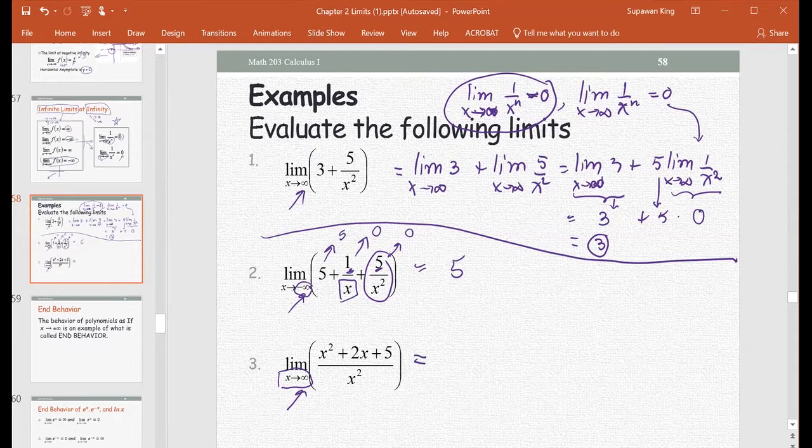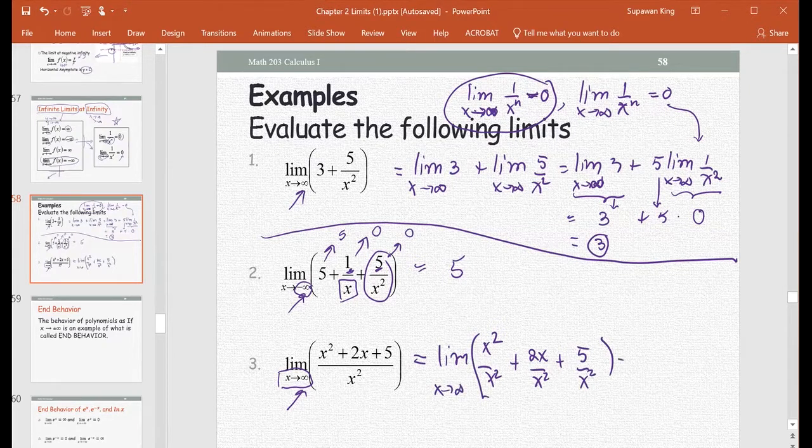Now we're going to separate the expression of number 3 to be the limit of x squared over x squared plus 2x over x squared. Try to break them up to see each term individually. So we get the limit of x squared over x squared is 1. 2x over x squared would be 2 over x. And the last term is 5 over x squared as x approaches infinity. So it looks similar to number 2. You have 3 different terms, and you can look at one at a time.